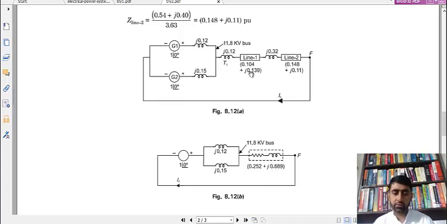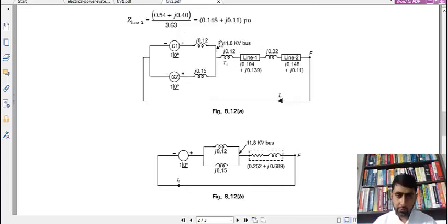That is, I first calculated the J terms. So the real part will be 0.104 plus this, which will be equal to 0.252. So this is the total impedance from this point to this, you can say from the bus to point F.